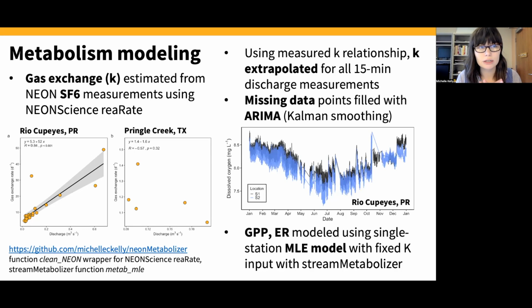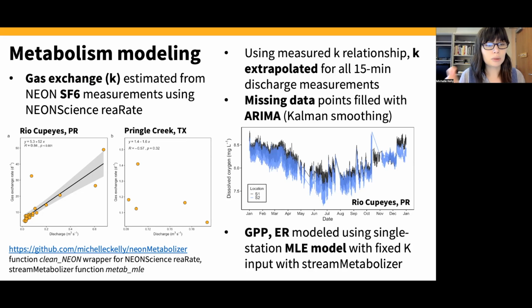So to compare rates of nitrogen cycling to carbon cycling, what we had to do was model metabolism in each of our streams. So what we did was we pulled those SF6 measurements collected by NEON, and then using the NEON Science reaeration rate package, which will be talked about by Kaylin later on in this session, which is awesome, using that package, we were then able to calculate gas exchange.